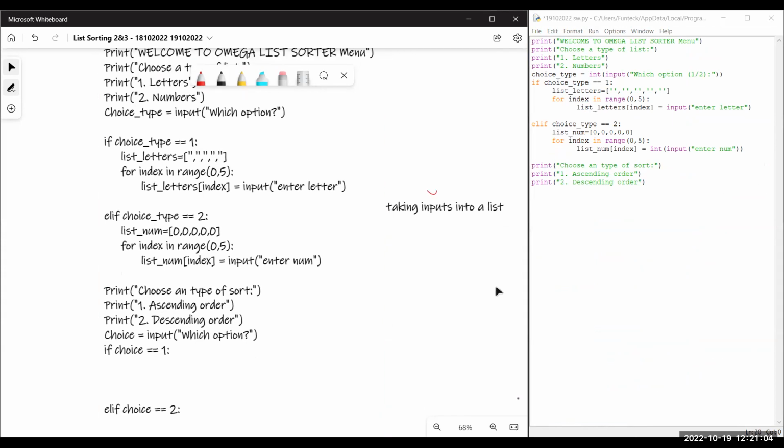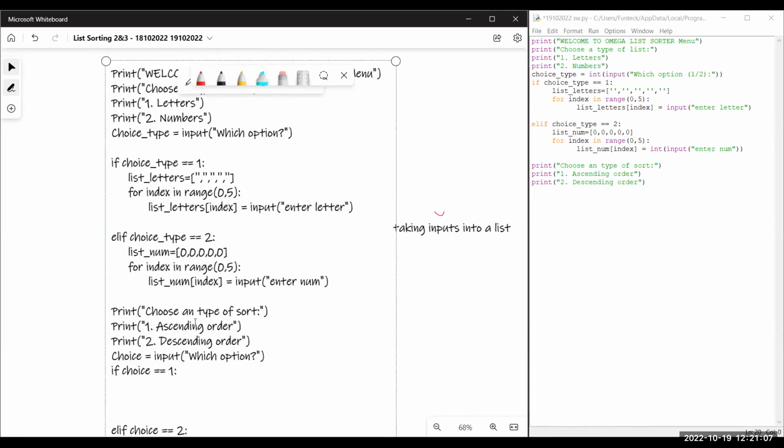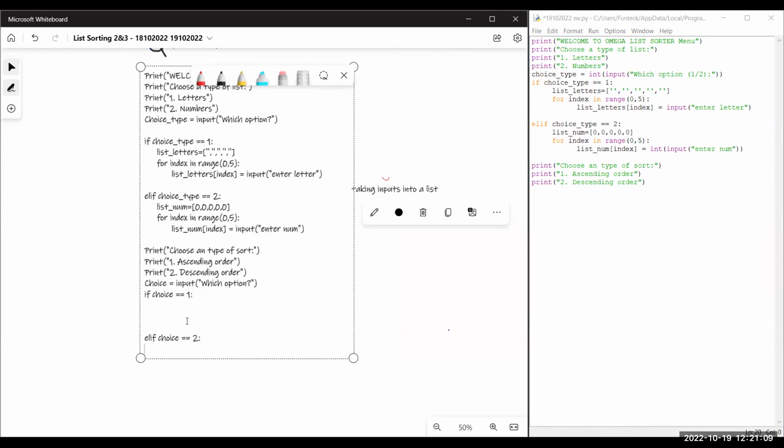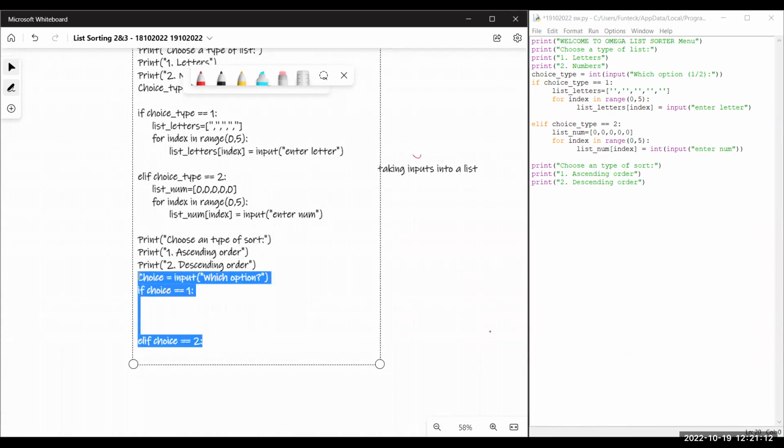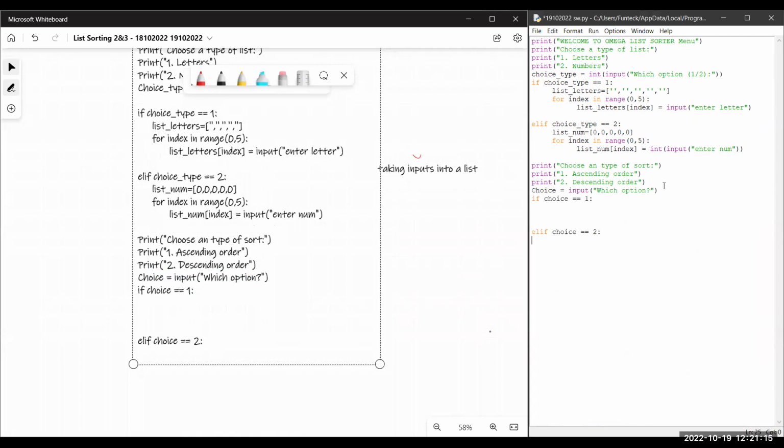Next thing is, after I've gotten the type of input, based on the choice, I'm going to do that sort. So I'll take a new variable called choice underscore sort, which type of sort I want to do. And then I'll say input option, again 1 or 2. Now, if the choice is 1, if the choice they want is ascending order.